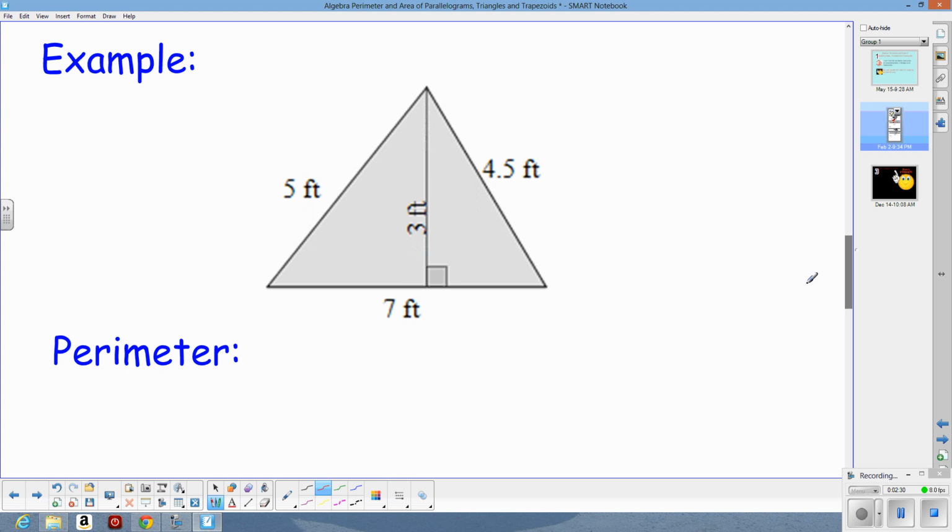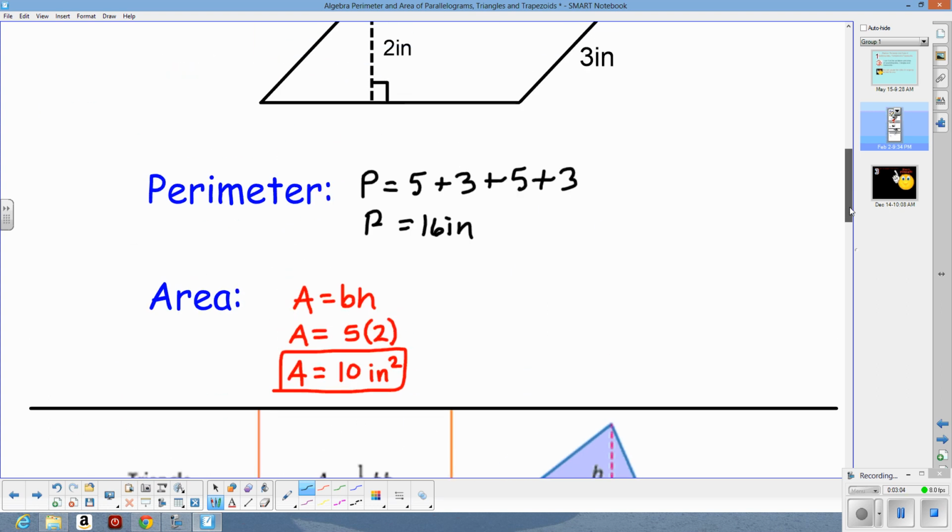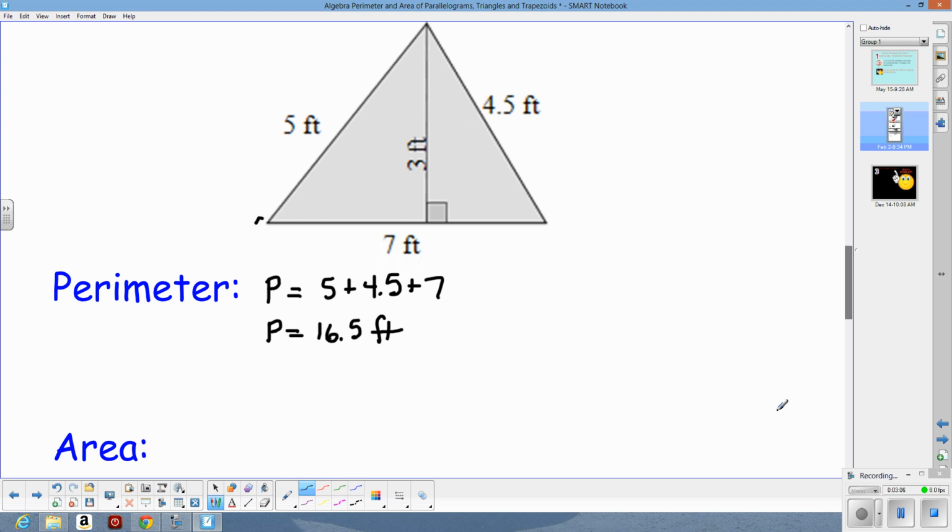So in our example, to find the perimeter, remember, is just adding up the three sides. So start at one corner and walk all the way around. 5 plus 4.5 plus 7. The perimeter is going to equal, let's see, 9.5 plus 7, so 16.5 feet. Did I remember my label up here? Yes, I did. All right, so 16.5 feet.